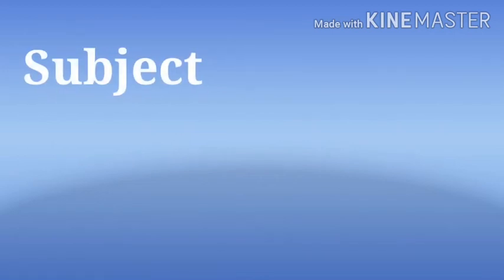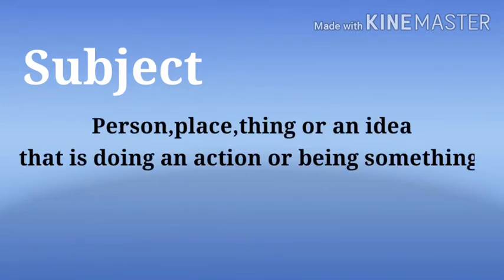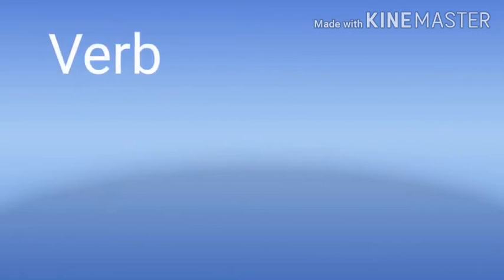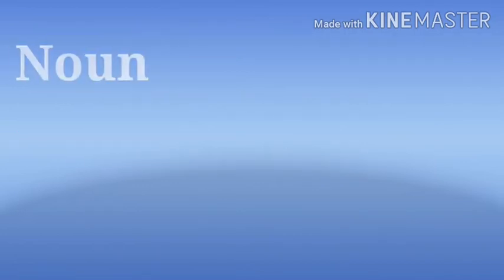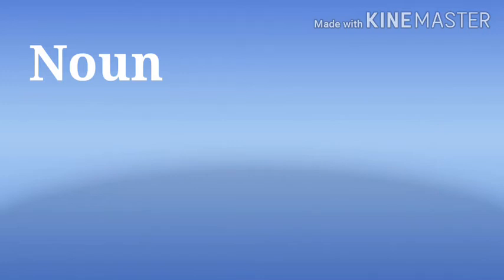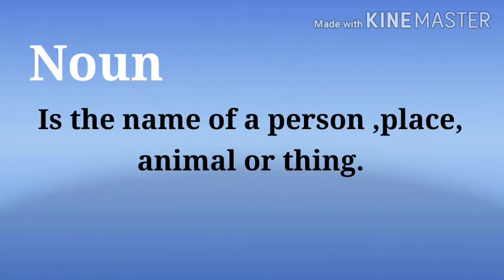That is subject. What is subject? Person, place, or thing or idea that is doing or being something. That is, who is performing an action. That is subject. Now what is verb? Action performed by the subject or state of being. That is, what the subject is performing. That is called a verb. Noun, it's the name of a person, place, animal or thing.